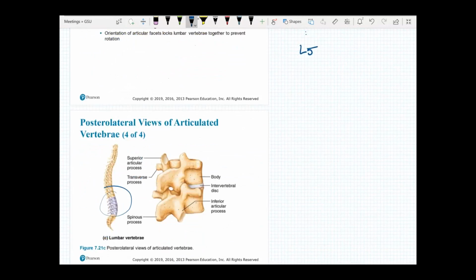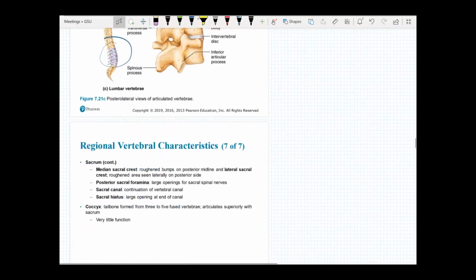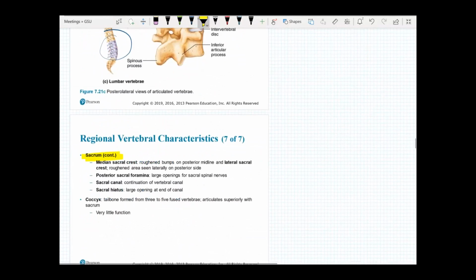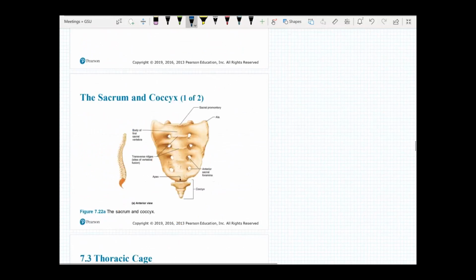Right below these vertebrae, you're going to have your sacrum, and at the very bottom of it, it's going to be your coccyx bone. So your sacrum is going to be 5 fused bones. So when I said 5 fused bones, it is S1 to S5, but these are all fused.